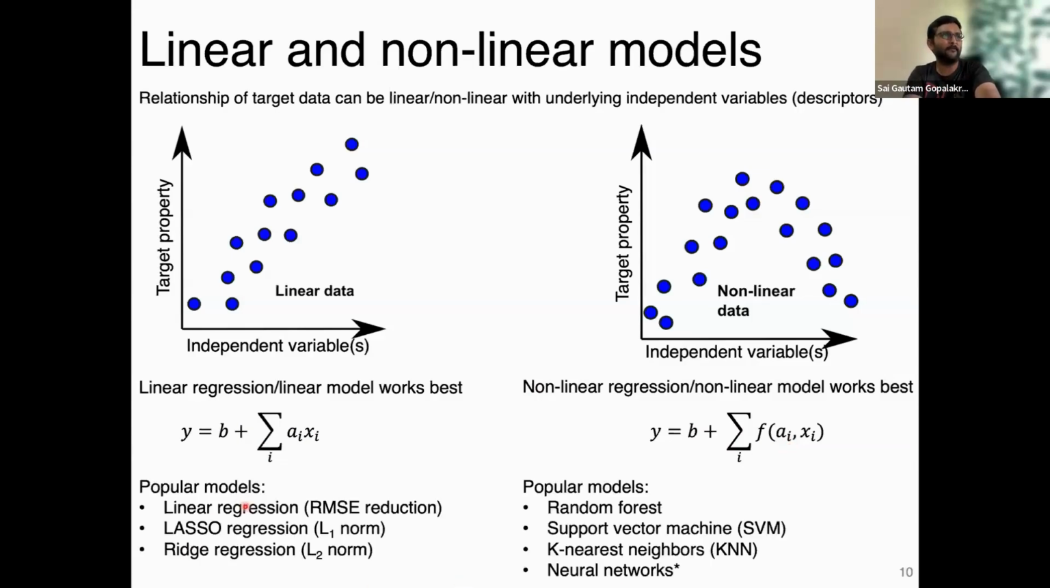And what are some of the popular linear models? You can think of linear regression. The name itself gives you an idea. You can also have linear regression with some constraints, with some regularization. That's lasso and ridge. In terms of nonlinear models, the popular models are random forest, support vector machines, and k-nearest neighbors. Neural networks are also non-linear, but neural networks don't necessarily fall under the classical machine learning category. They are more modern and more complex models as well.